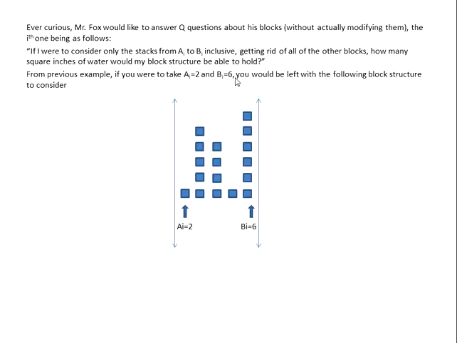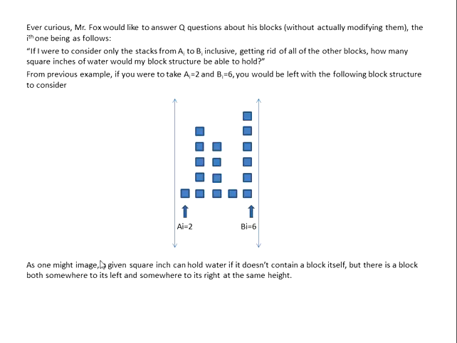As one might imagine, a given square inch can hold water if it doesn't contain a block by itself, but there is a block somewhere to its left and somewhere to its right at the same height. As in a normal world, the blocks represented in green color are the areas where it can hold water, and the blocks represented in red cannot hold any water because they don't satisfy the conditions. So the amount of water this structure can hold from i equal to 2 to i equal to 6 is 5 units.